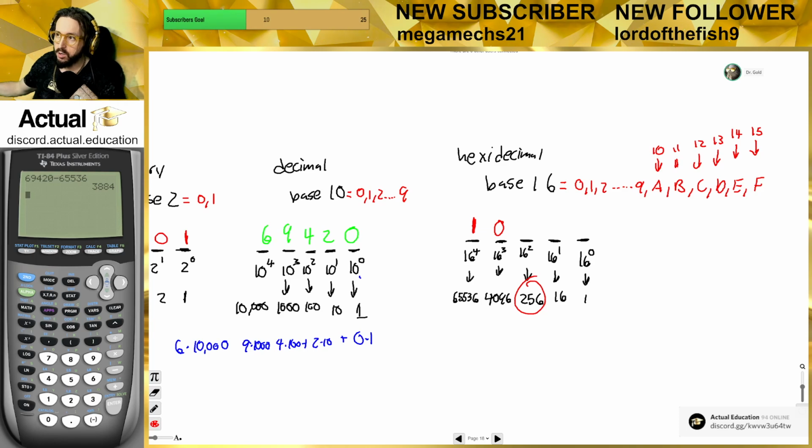But cool, I could use some 256s. So I'm going to figure out how many 256s I could put in there. And it looks like I could put 15.17, so I could put 15, and then there's going to be a remainder, okay?